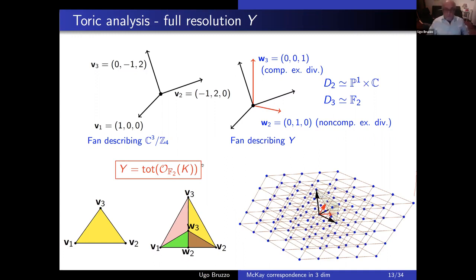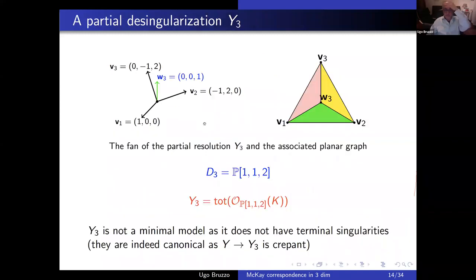And of course, what you can do is add just one ray if you want. And what you get is a partial desingularization. So it's something which dominates the quotient C3 mod Z4, but it is only less singular, it's not smooth. In this way, by the same analysis, you only have one compact component of the exceptional divisor, and this is the total space of the canonical bundle of the weighted projective space P112. This is related to the fact that the blow up of the singularity of the projective space is the second Hirzebruch surface.